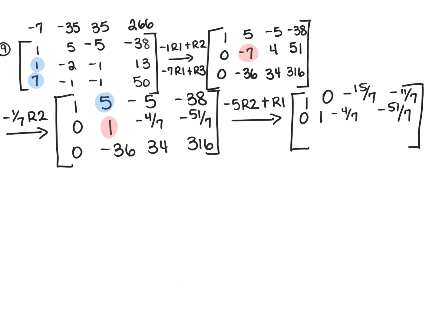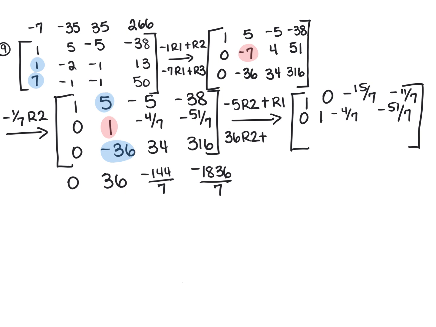So now that we have a 0 above, we are going to focus on getting a 0 below. So we are going to take positive 36 times row 2. Writing these down below it, I have 0 times 36 is 0. I have 36 times 1 is 36. I have 36 times negative 4 over 7, which gives me negative 144 over 7. And then I'm going to do 36 times negative 51, which gives me negative 1836 over 7.